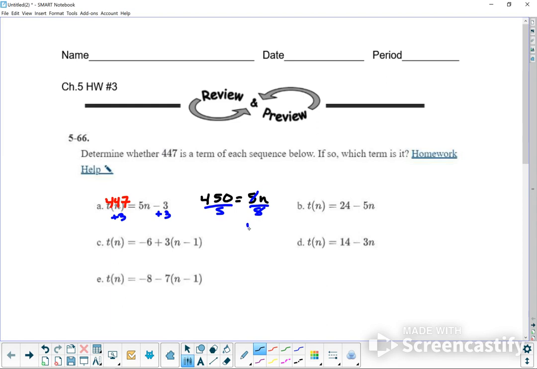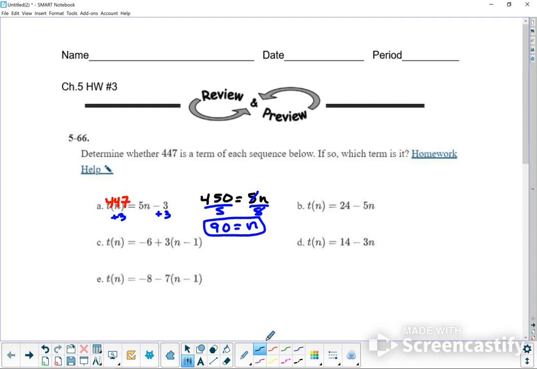And I get n equals, and this should go in because it ends in 0. 5 into 0 is 0, 5 into 45 is 9. So this is 90. So yes, this does go in there, and it's term 90.